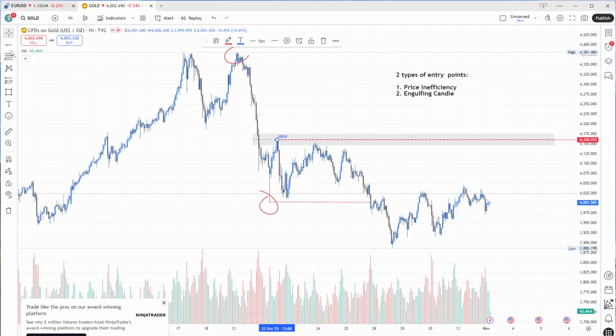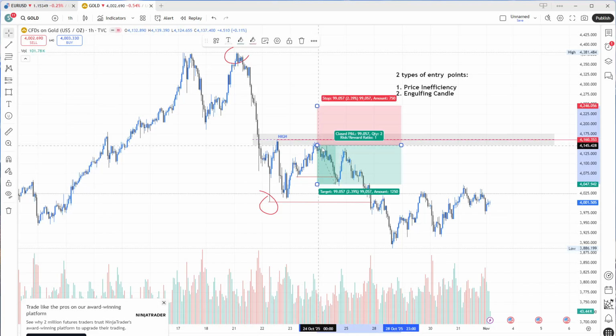So here we do see a break of structure right here. What does this mean, right? It means that price is continuing to go down. So based on this inefficiency here, and this engulfing, we can anticipate that price will come back and give us this move.